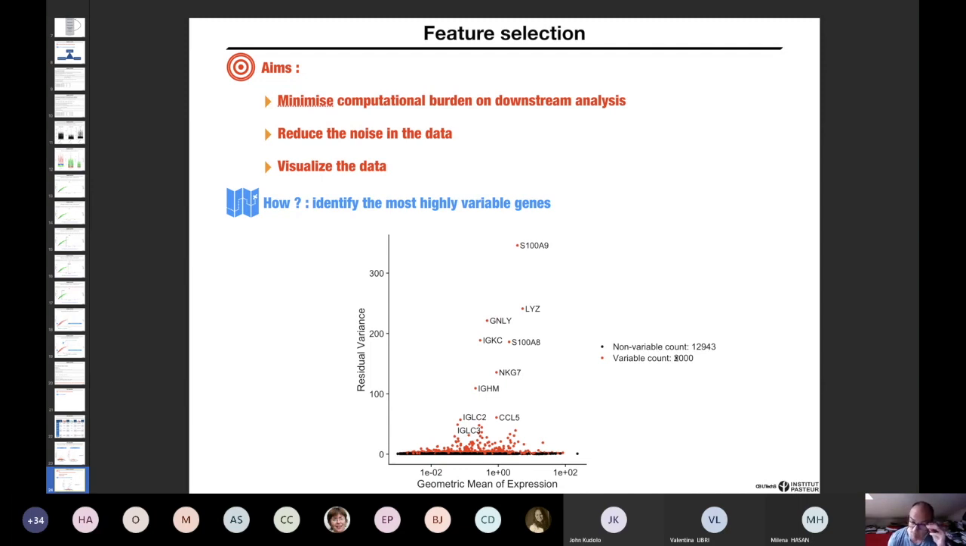Well, the previous step, the normalization step, is very crucial here because what we did is to stabilize the variance, and now all the genes that are still above a certain threshold of variance will be considered as highly variable. We are going to keep a certain amount of these highly variable genes to continue the downstream analysis, which will allow us to minimize the computational burden on the downstream analysis, also reduce the noise in the data, and help for visualizing the data as well.